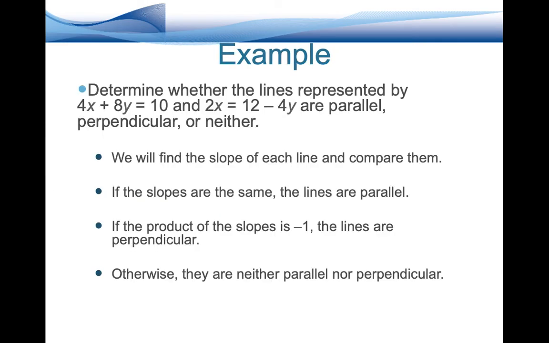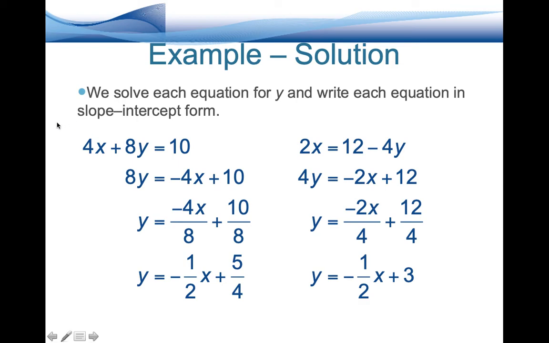So determine whether the lines of 4x plus 8y equals 10 and 2x equals 12 minus 4y are parallel, perpendicular, or neither. So to solve this, we've got to solve for y. We need to find the slope of each line and compare them. If the slopes are the same, then they're parallel. If the product of the slopes, meaning if you multiply them together, is negative 1, then the lines are perpendicular. I say if you can flip the slope over and compare the signs, then you know. So let's look at these two.